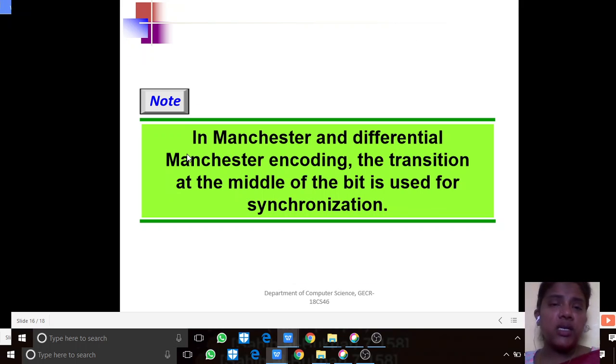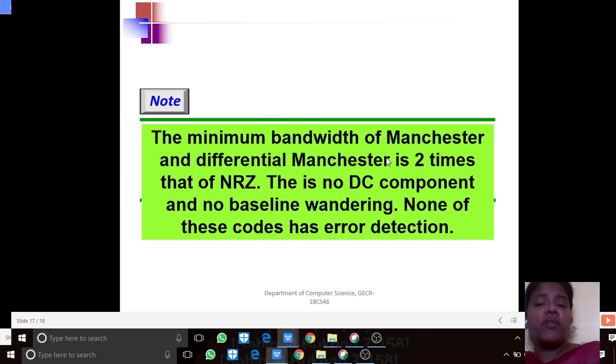In Manchester and differential Manchester encoding, the transition at the middle of the bit is used for synchronization. So for synchronization, what is required? A transition at the mid of the bit is needed. Okay, and the minimum bandwidth of Manchester and differential Manchester is 2 times that of NRZ. Okay, there is no DC component and no baseline wandering. None of these codes have error detection. These are the advantages as well as disadvantages.